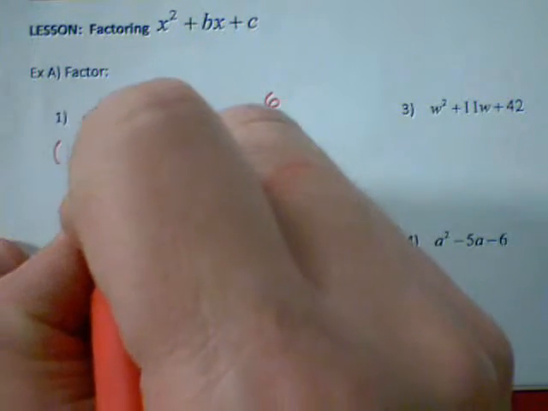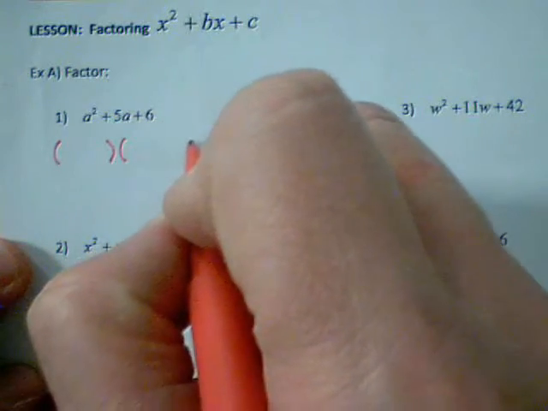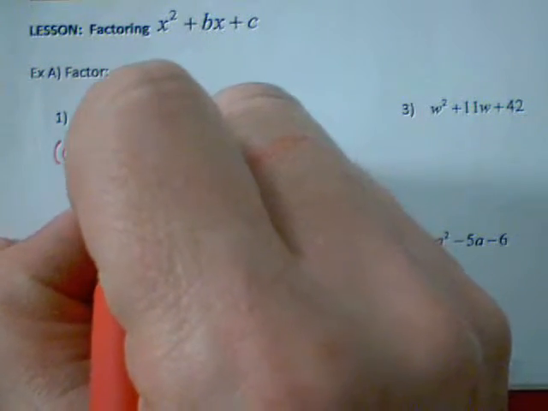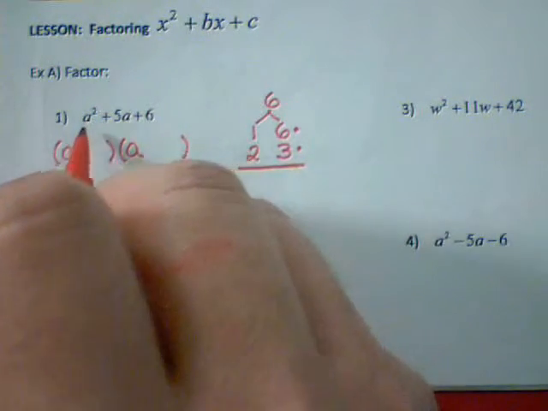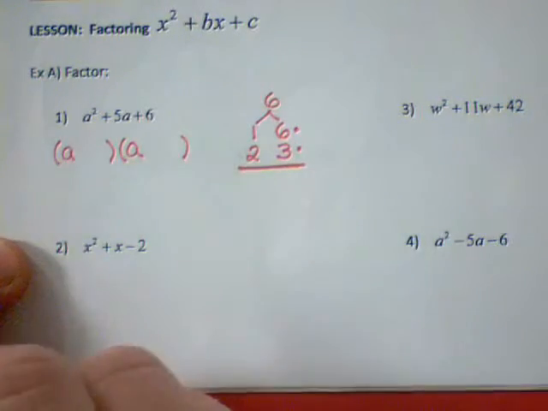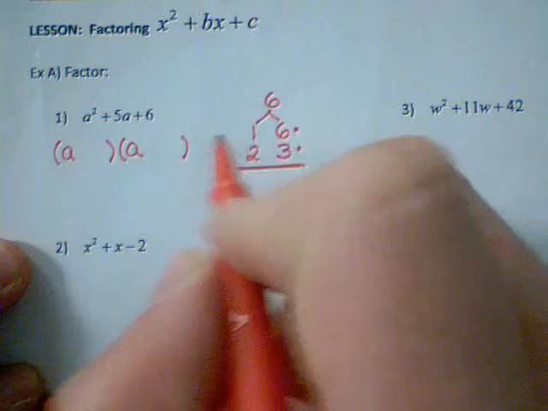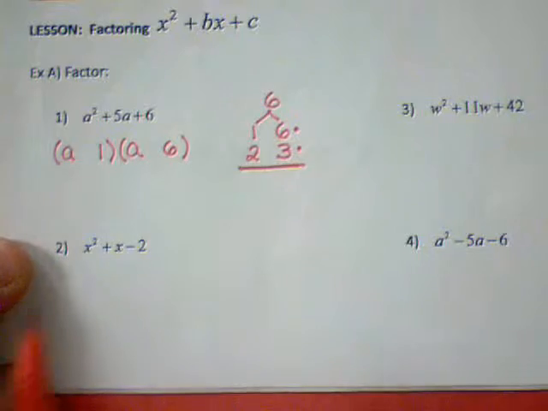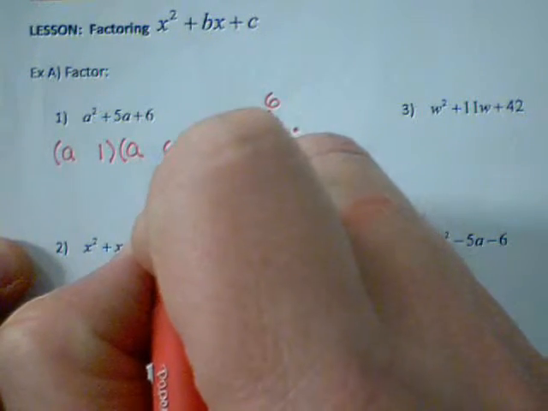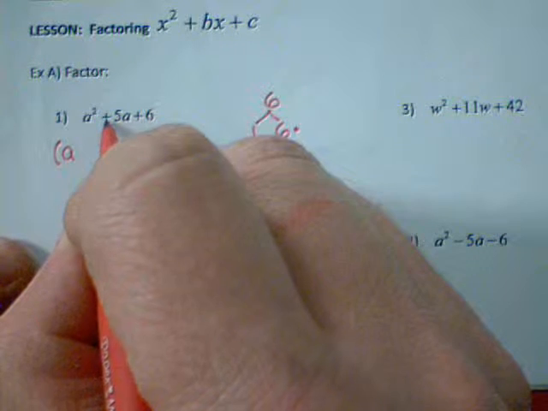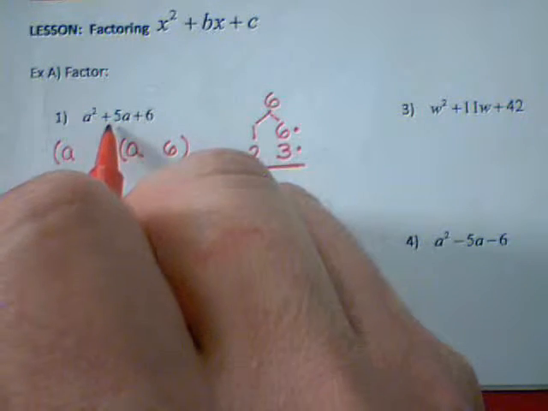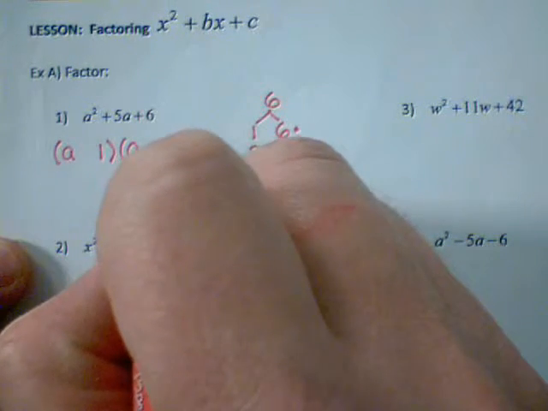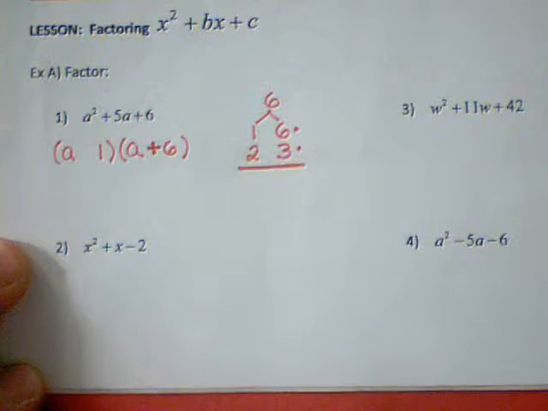So I'm going to open two sets of parentheses. I'm going to put the letter A here. Why do I put an A? Because this problem is just with A. If this was X, I would be putting X's there. Now, I said I'm going to try 1 and 6, so I'm going to put 1 and 6 over here. Now, the biggest digit here, 6, is going to have the same sign as the middle term. The middle term here is number 5, which has a positive sign, so that means the digit 6 will have a positive sign.